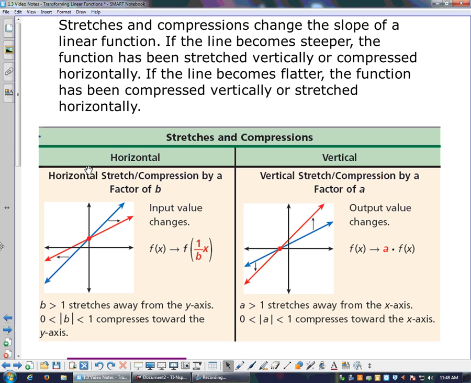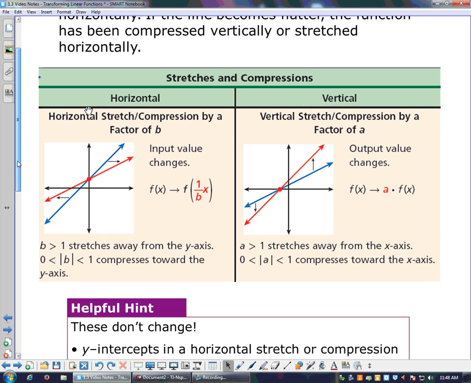So let's start off by looking at the vertical, it's easier to start with. All right, so let's look at the vertical side first. If we have a vertical stretch, then we're just going to multiply our function by whatever we want to stretch it by. So if we want a vertical stretch by a factor of a, we're just going to multiply our function by a.